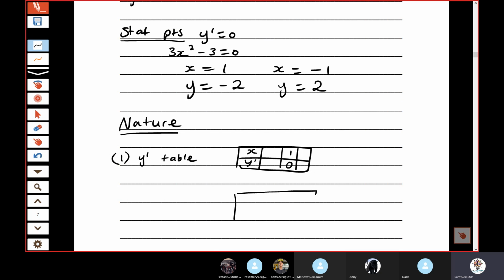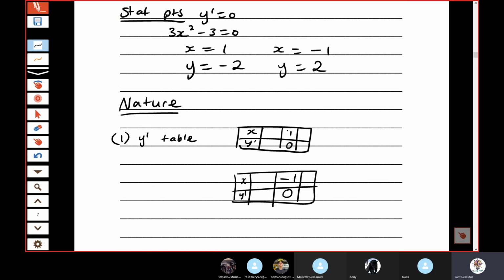Again, let me just do the second one. X, Y dash. For -1, what does Y dash equal to? Also 0. Cool? Then all we're trying to do is find a number before 1 and a number after 1 and show what the gradient of that is. So a number before 1 is 0, number after 1 is 2, before -1 is -2, after -1 is 0.